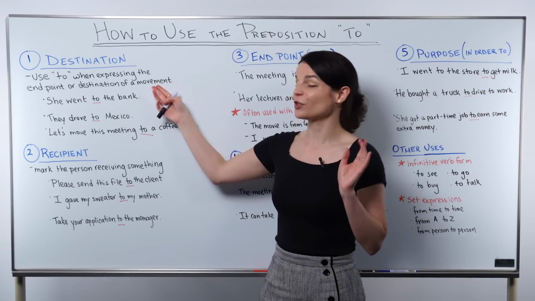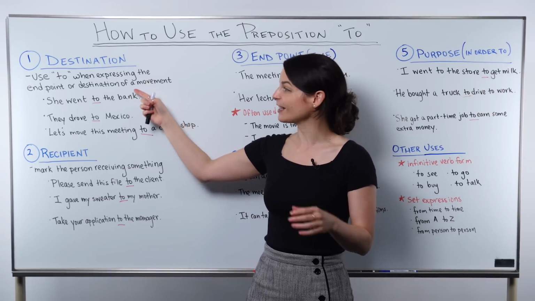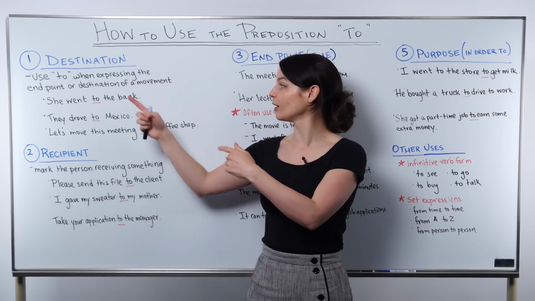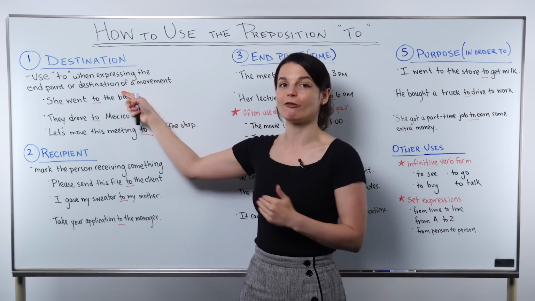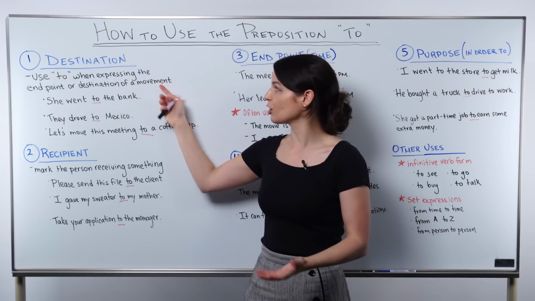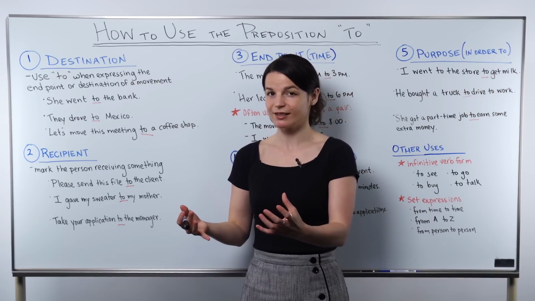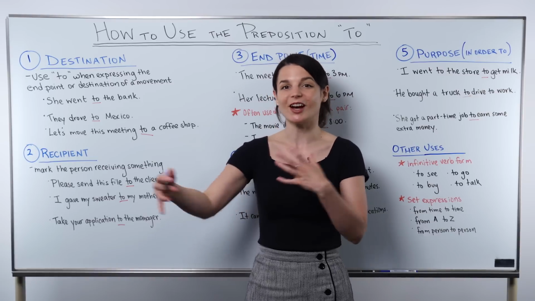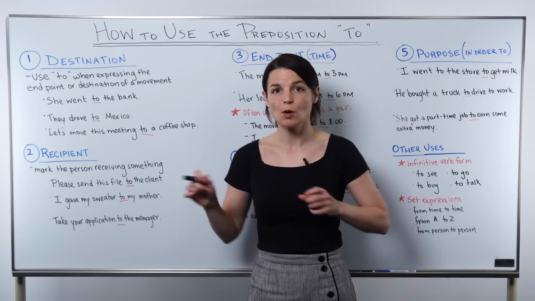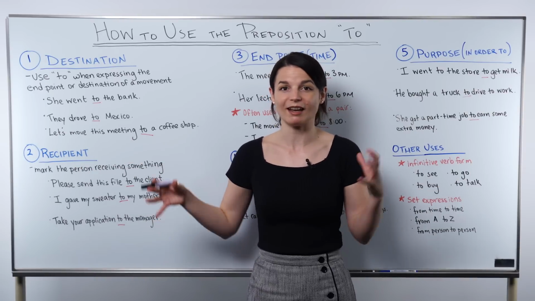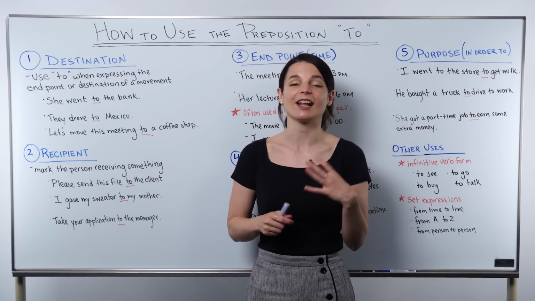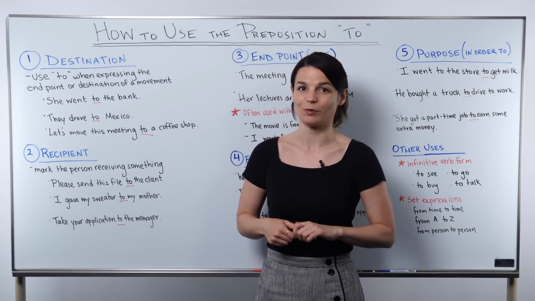So we use to when expressing the end point or the destination of a movement. So we can use this form of to when we talk about our travel experiences, or just when we are talking about moving inside a room, moving inside our community, and so on. So let's take a look at how we use to in this situation.